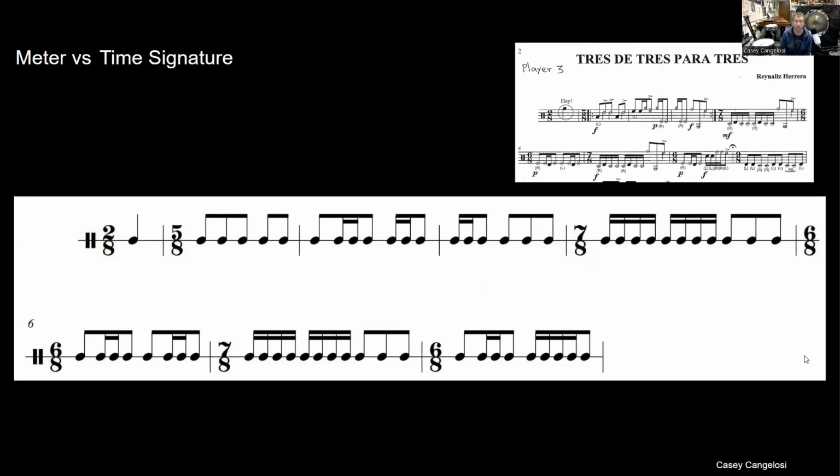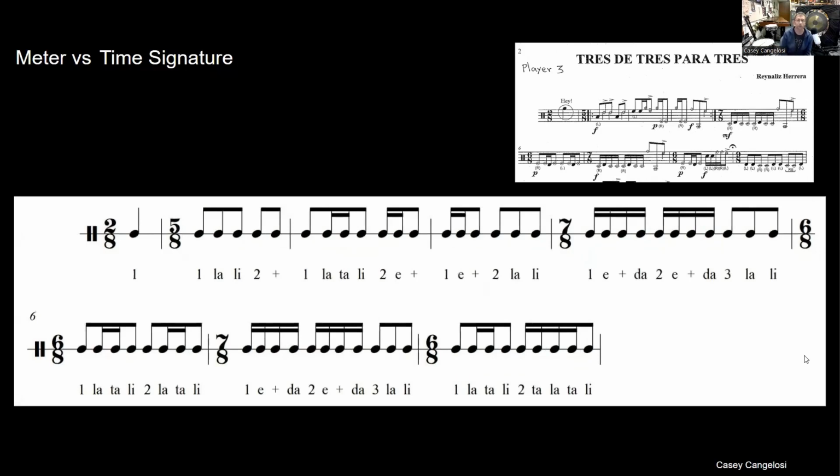We have a lot of mixed meter, and how you count it, I would first find all the main beats and label them with numbers, and then go down our rhythm tree and find all the subdivisions and label them. 1 la li, 2 and 1 la ta li, 2 e and 1 e and 2 la li, 1 e and a 2 e and a 3 la li, 1 la ta li, 2 la ta li, 1 e and a 2 e and a 3 la li, 1 la ta li, 2 ta la ta li.